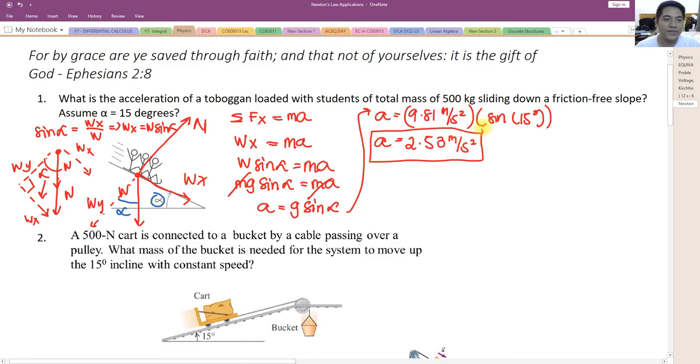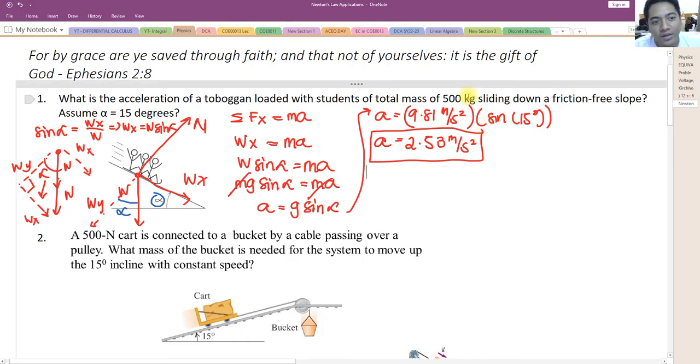So the very first thing is to get the free body diagram acting on that particle. If it is accelerating, on the right side we have ma, and if it is at constant speed, we will not have any acceleration. So that's the acceleration of the students, or the toboggan.